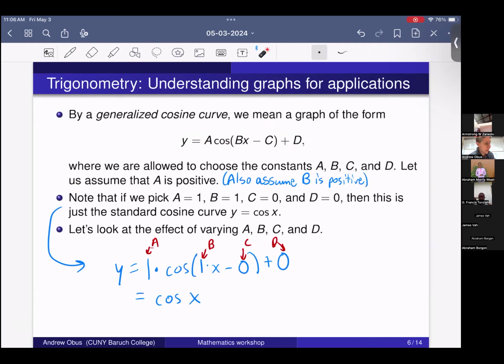What we want to understand first, and we've talked about this a little bit before, is what these constants do to the curve. How does changing them affect the curve? What's nice is that if we choose them in the right way, this graph will model a lot of different things. So first let's talk about the curve, and then we'll talk about what it can model. But first of all, any questions about what a generalized cosine curve is, and what it means that we're throwing in these constants?